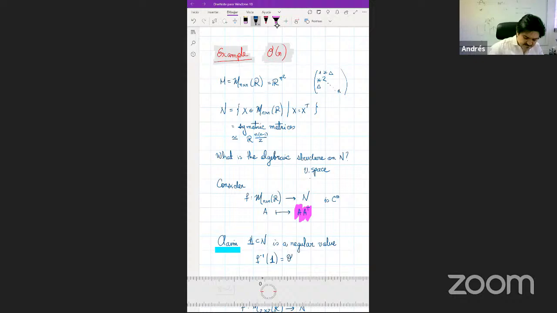This is O_N. And I would like to argue that O_N is a manifold. I can see O_N is the preimage of the identity matrix. And then all that I want to do now is to show that the identity matrix is a regular value. Let's do this for n equals 2 only.